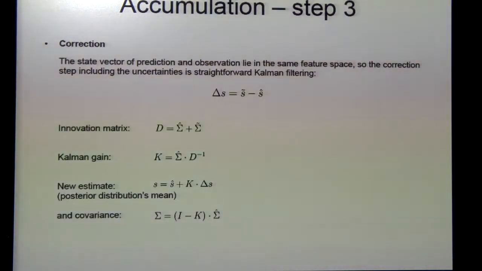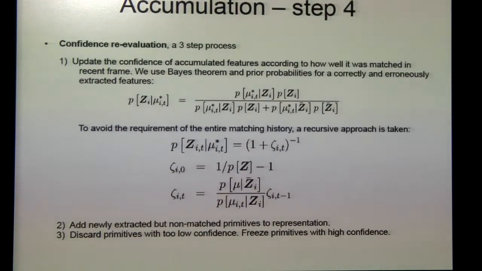Our correction step is basic Kalman filtering. Having the uncertainties, we just apply the normal steps. And our confidence update: we have some prior probabilities of correctly and erroneously extracted features, of course some estimates, and using that we can, depending on the matching history, compute our next confidence. And more important is that we have also newly extracted matches.